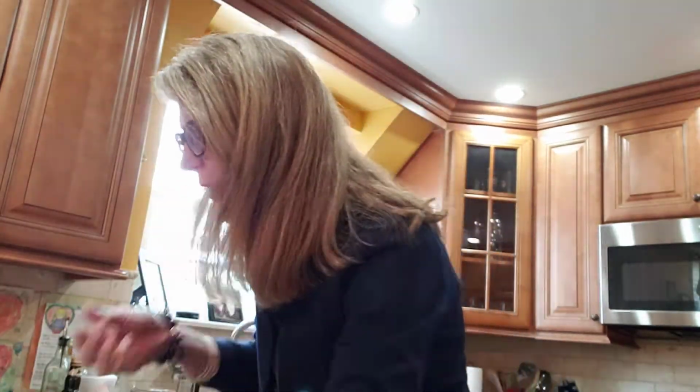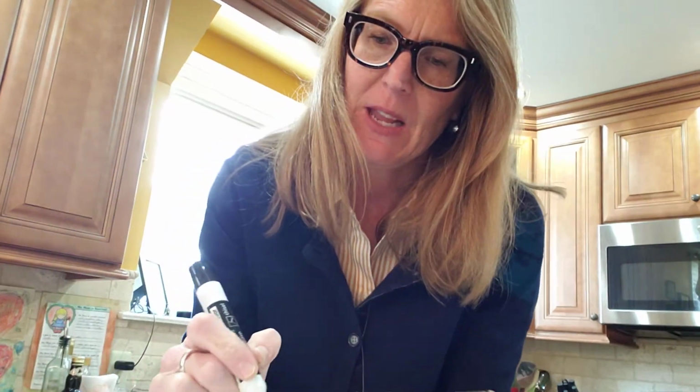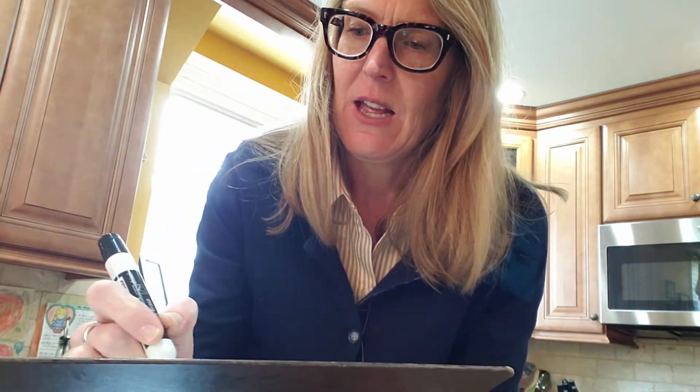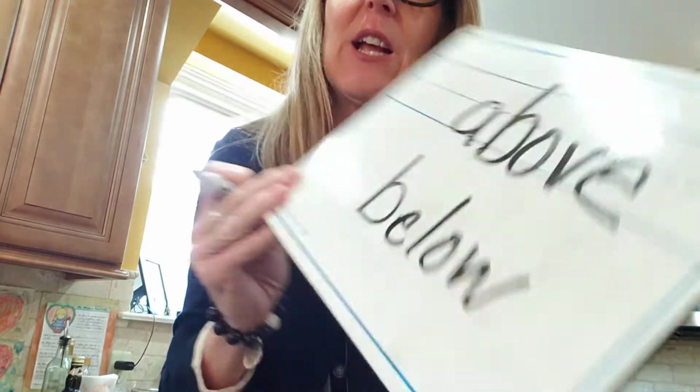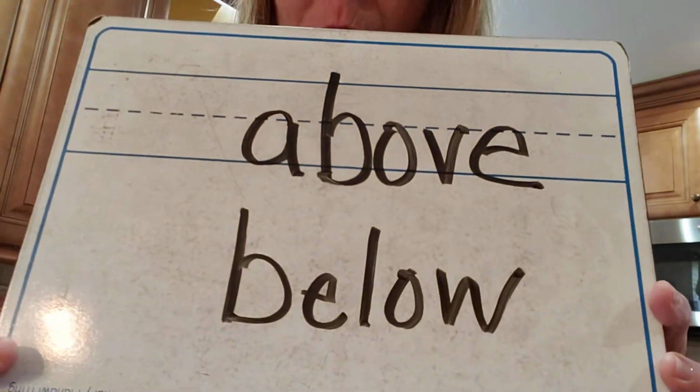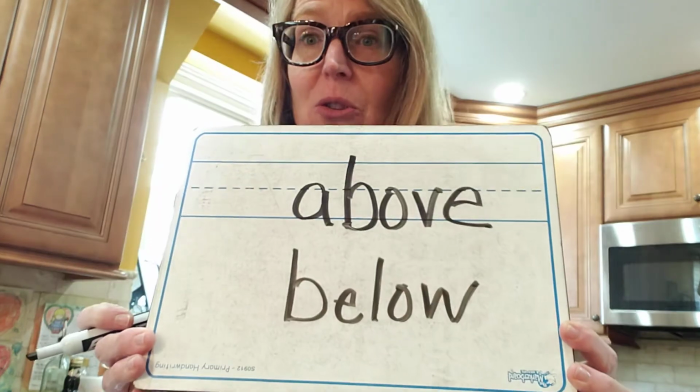So the two words that we're going to talk about today are above, and below. Those are two preposition words that tell us the direction of where something is. We use them when we were writing, but we're also going to use them in math this morning.